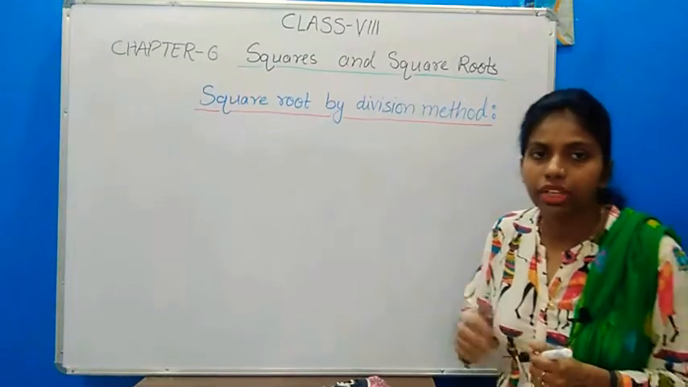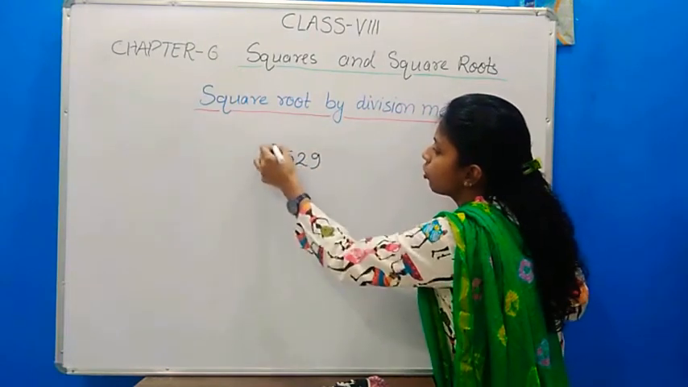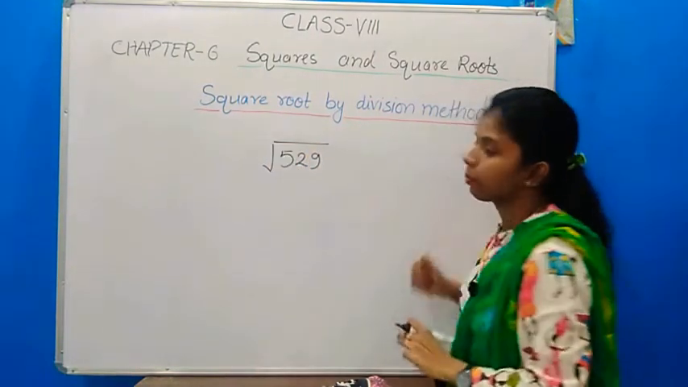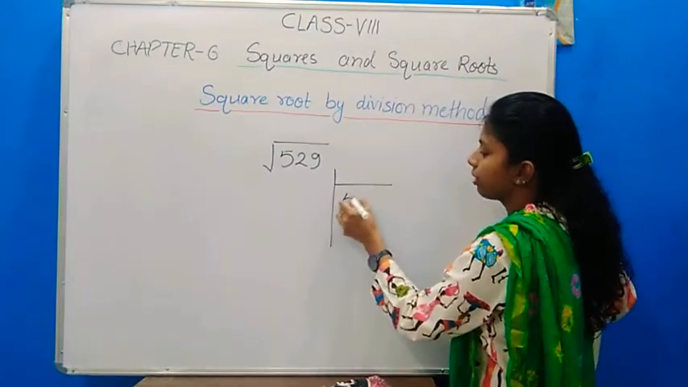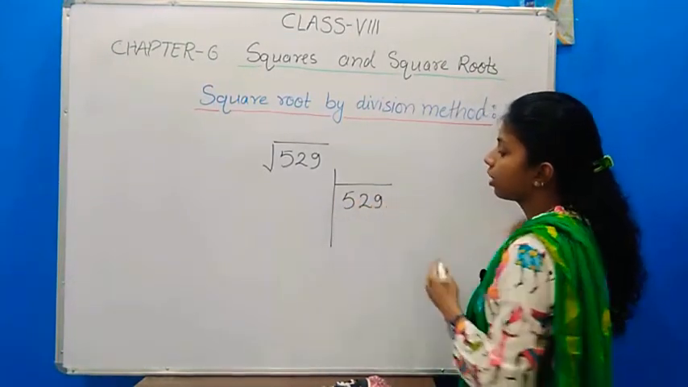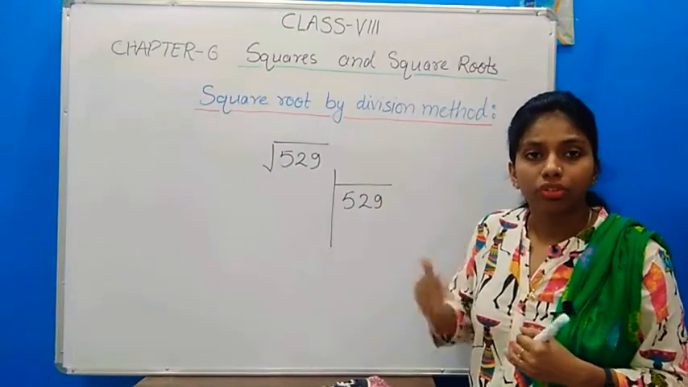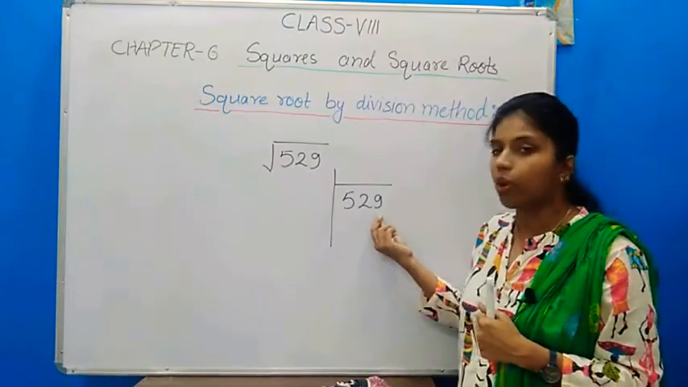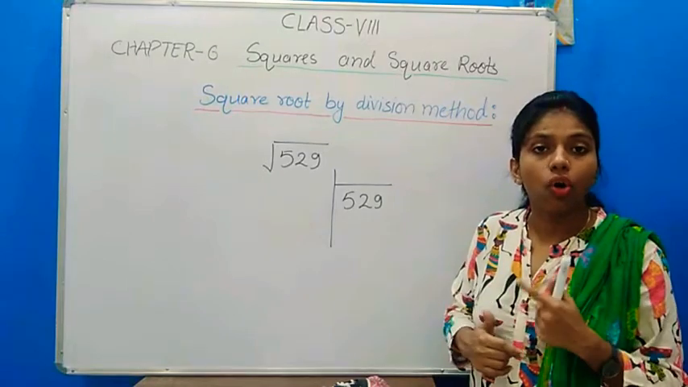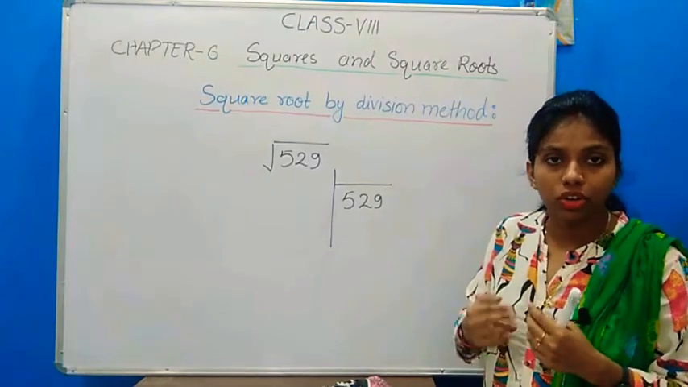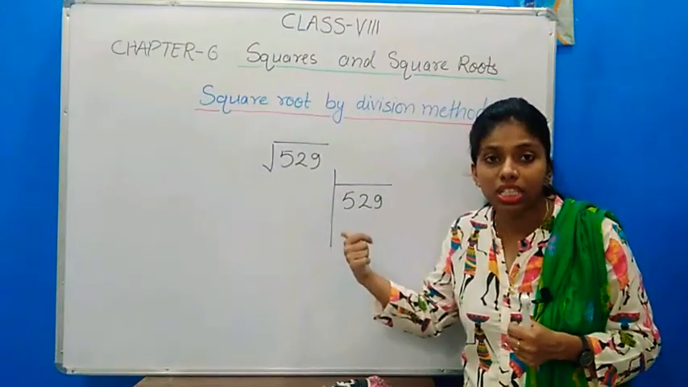Suppose I am taking a very simple number, 529. We want to find the square root of this number. So first we are going to put the number like this, 529. Now we are going to put a bar over every pair of digits, starting from the ones place.